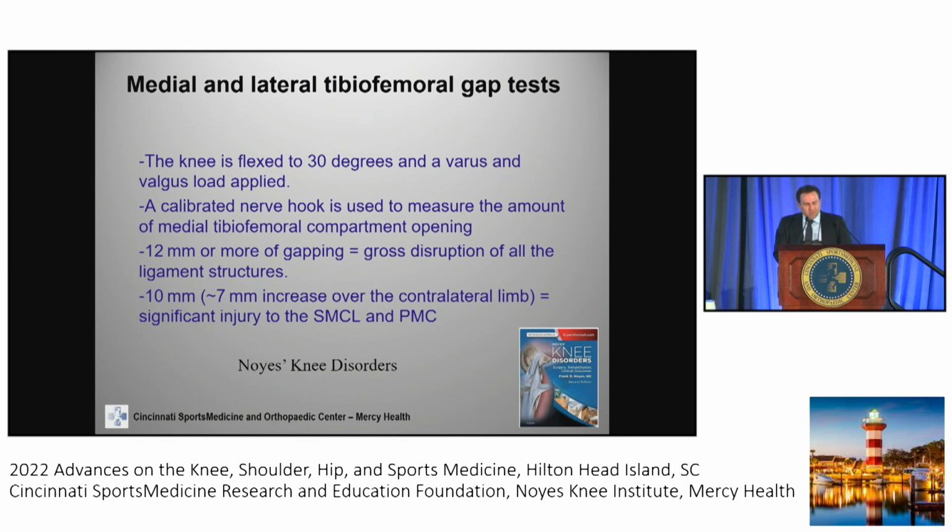Similarly, Dr. Noyes developed an approach to these as well, as is mentioned in his chapter in his book, where he looks at gapping of the compartments at the time of arthroscopy and determines the extent of injury based on the amount of gapping. So I think it's important to note that as surgeons and as clinicians, we should really further investigate these injuries for different levels of severity.